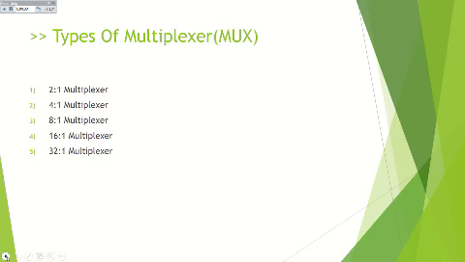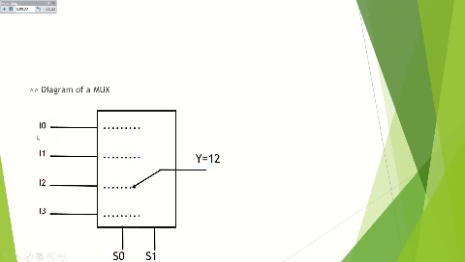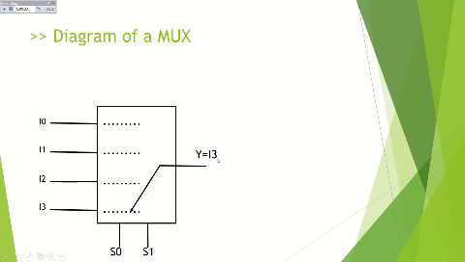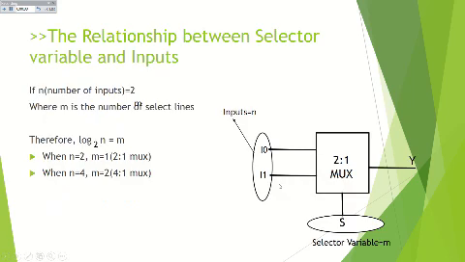Let's come here and see. Listen, the inputs here are 4, but the output is 1. The inputs are 4, the output is 1. So, multiplexer, its output is 1. Don't be confused.